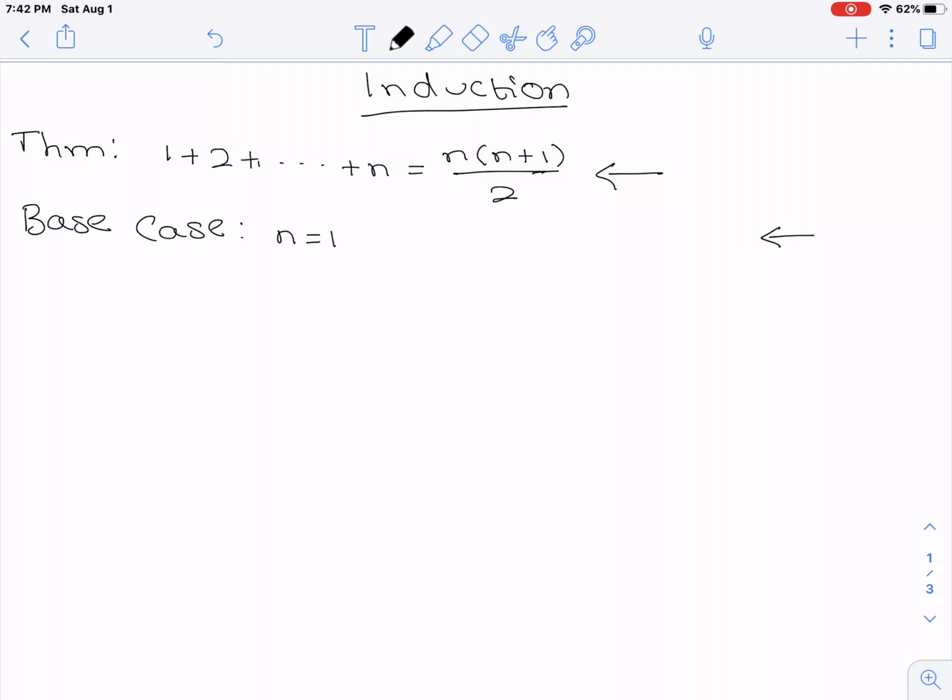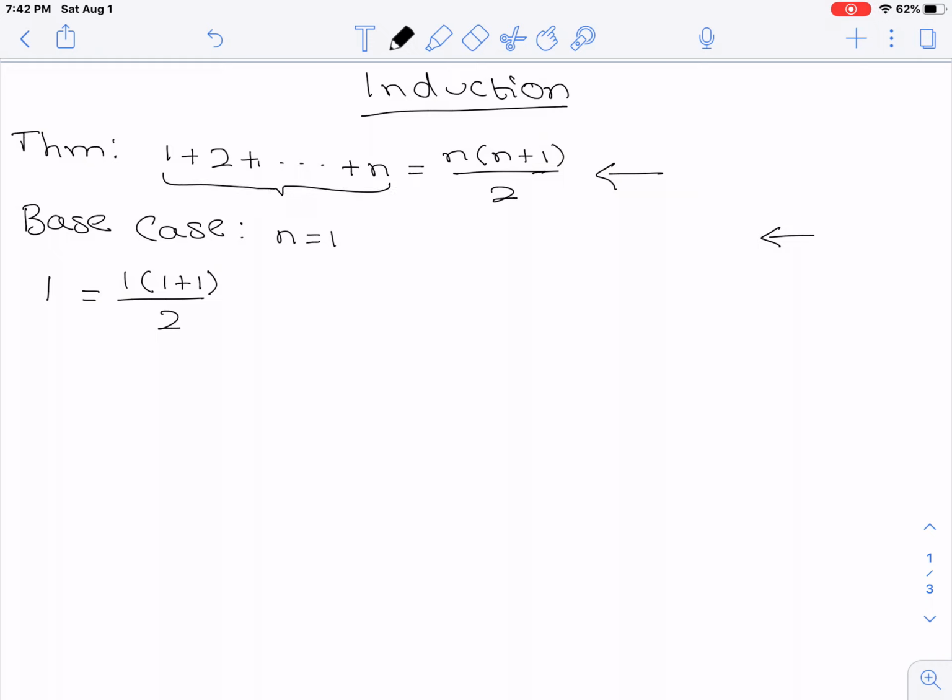So on the left side, we have 1 is equal to 1 times 1 plus 1 over 2 on the right side. On the left side, we have 1 because it says 1 plus 2 plus all the way to n. But if n is only equal to 1, that means this 2 is not there, and the whole left side just becomes 1.